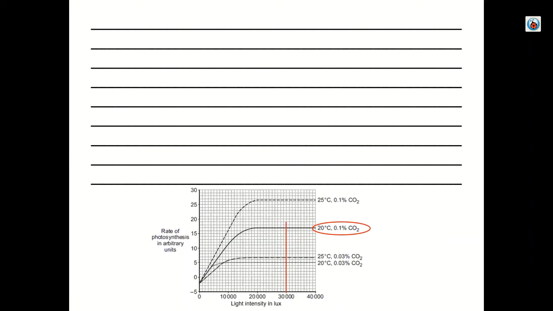So what sort of information is the examiner looking for? Well, first of all, it wants some reference to the fact that the farmer is out to make profit, and he wants his commercial business to be cost effective. So we'd have to mention something along those lines. We can also see that raising the temperature to 25 degrees Celsius makes very little difference at 0.03% carbon dioxide. So if we look here, there is the rate of photosynthesis at 20 degrees Celsius. Here it is at 25 degrees Celsius. So very little difference at all. So let's write that down.